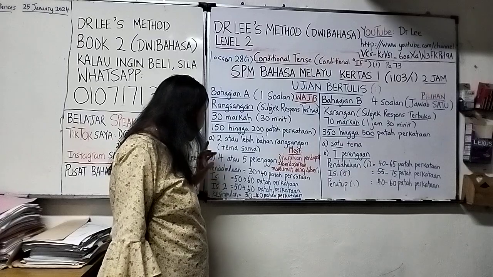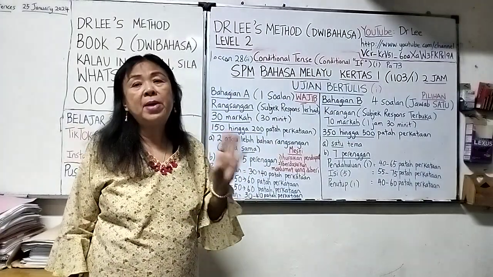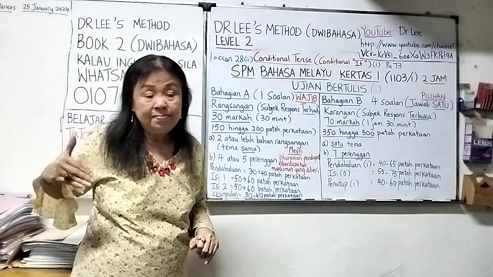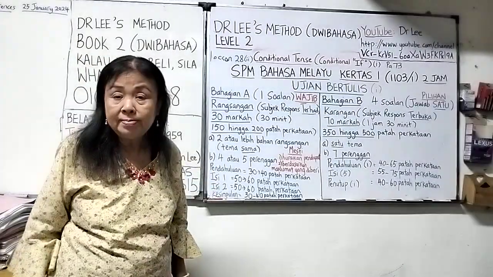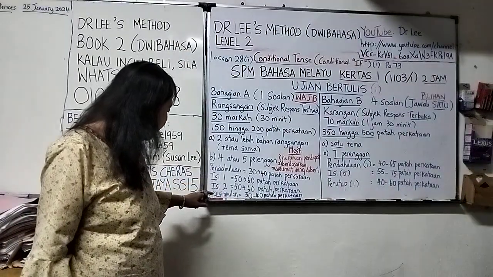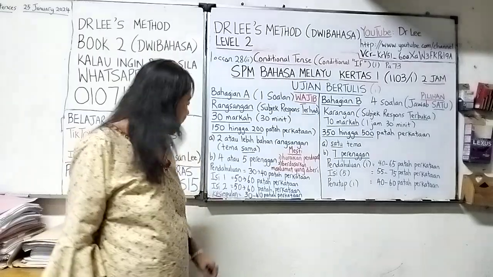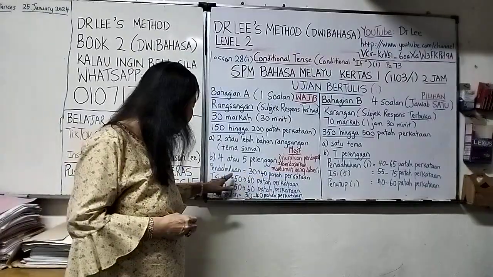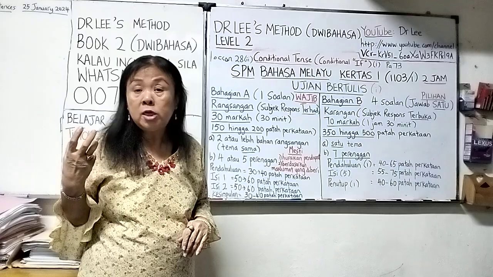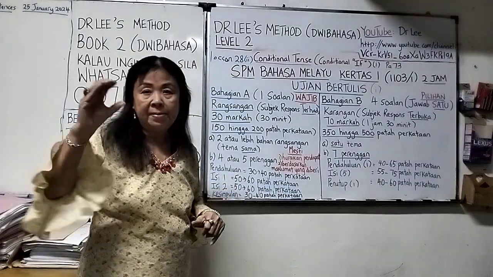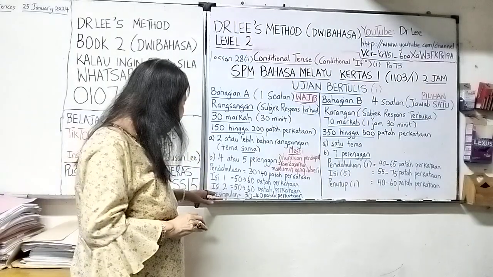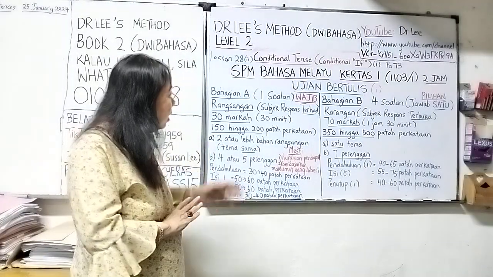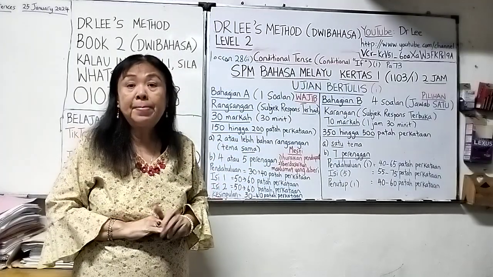You are suggested to write 4 or 5 paragraphs, and it must be a complete essay. A complete essay has an introduction, the 2 points given here, and of course a conclusion. It is suggested that you write 30 to 40 words for your pendahuluan, the introduction, 50 to 60 words per paragraph for the isi, the content, and 30 to 40 words for your kesimpulan, or conclusion. So this is bahagian A, part A.